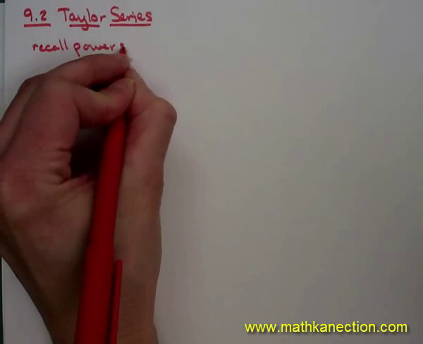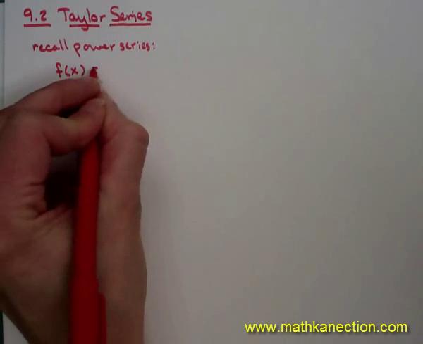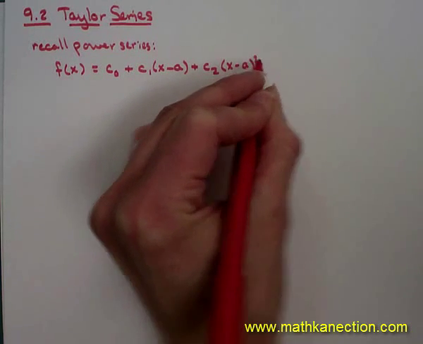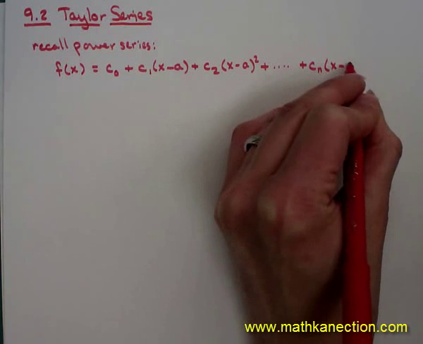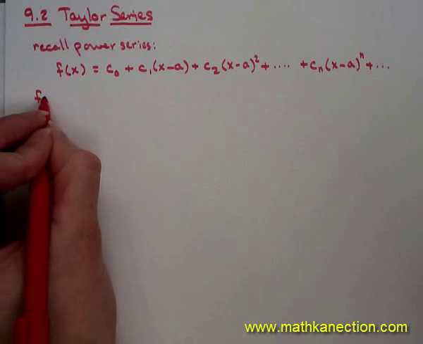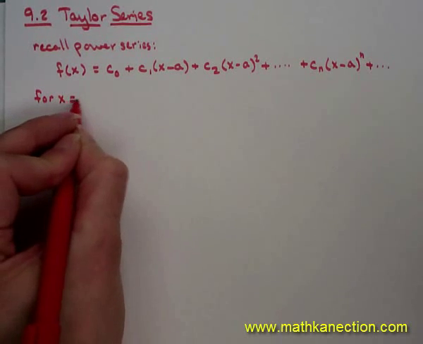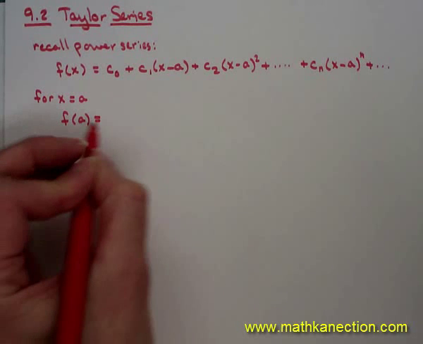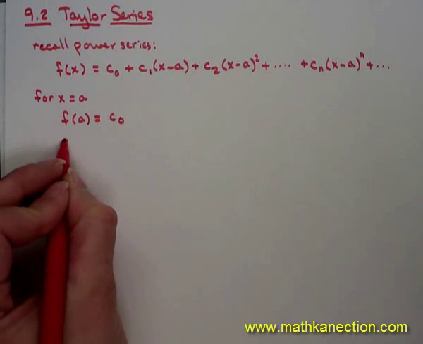So we recall that the power series is f of x is equal to c sub 0 plus c sub 1 times (x minus a) plus c sub 2 times (x minus a) squared plus all the way to c sub n (x minus a) to the n. And if we let x is equal to a, f of a then calculates to be c sub 0. All the other terms cancel out.